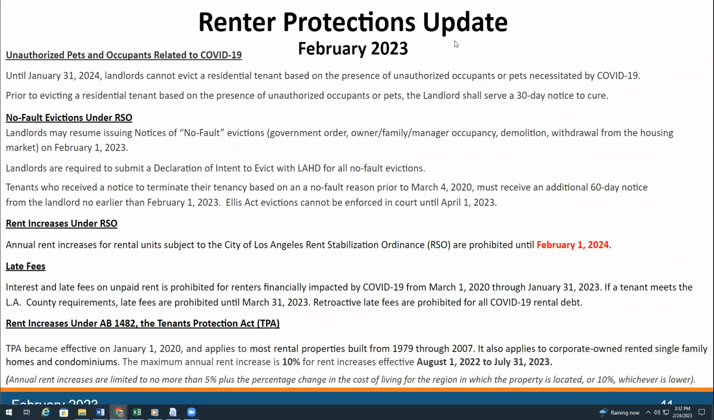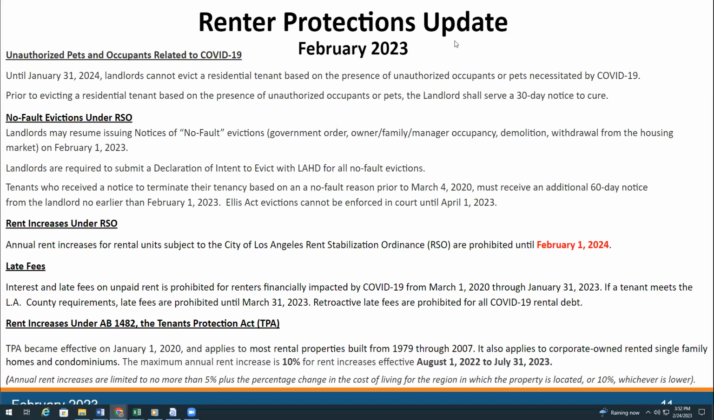Okay, now to provide an update on the renter protections as of February 2023, we have different headers here that I'll cover. There were protections, and they still are, in place for unauthorized pets and occupants that had to move into a unit that stemmed from a COVID impact related reason. So now, those protections were extended through January 31st of 2024.